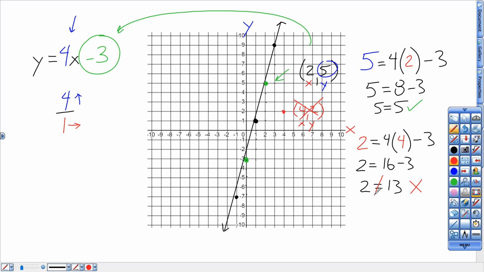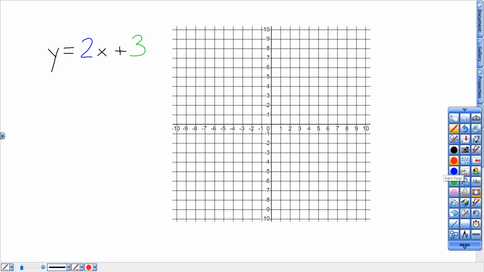All right, here we go. What I'm going to have you do is do one on your own. I want you to graph this one with 3 being your y-intercept, the number that goes either up or down the y-axis. And then after that, you look at that number in front of x, looking at that change in x, change in y. Remember, any whole number you could put over 1. So any whole number over 1 will tell you where to go from that starting point.